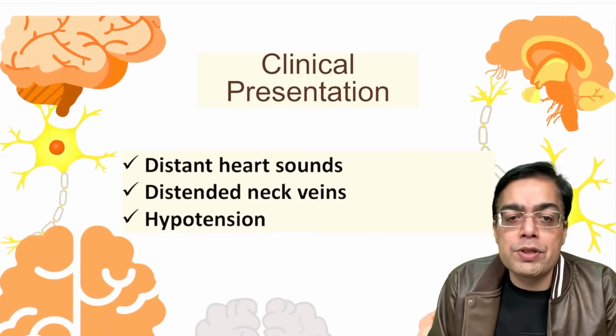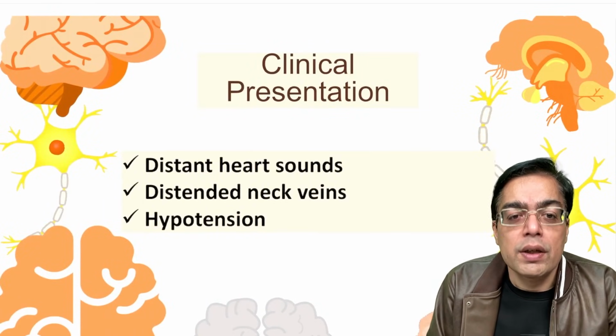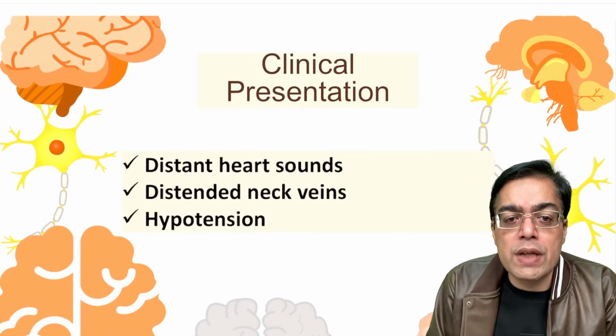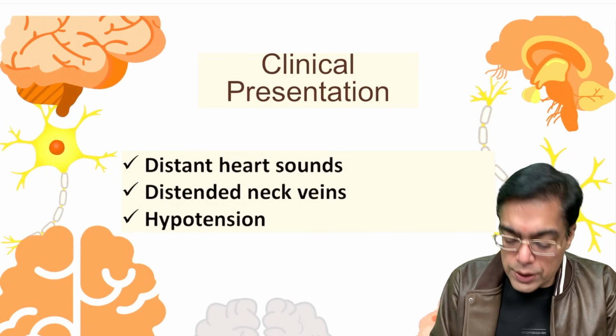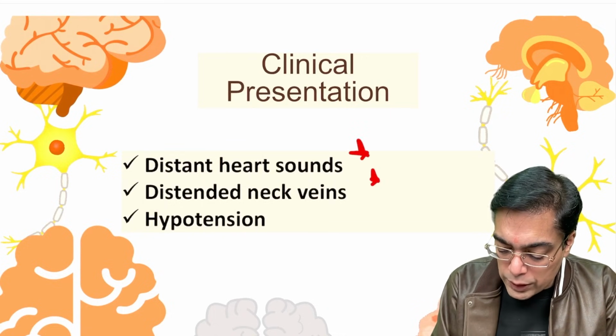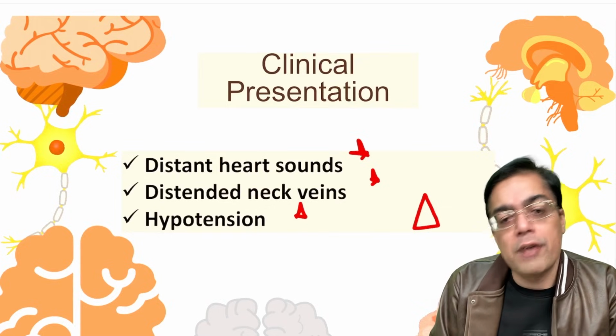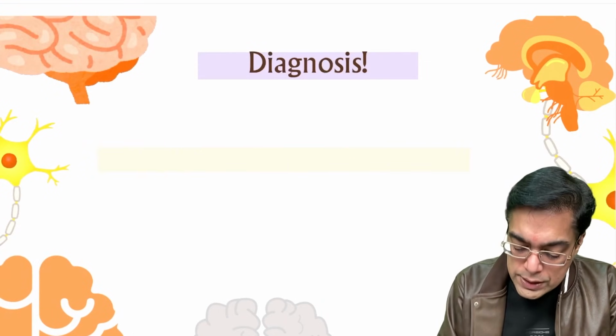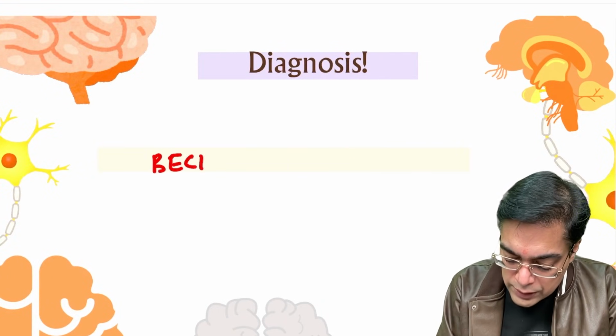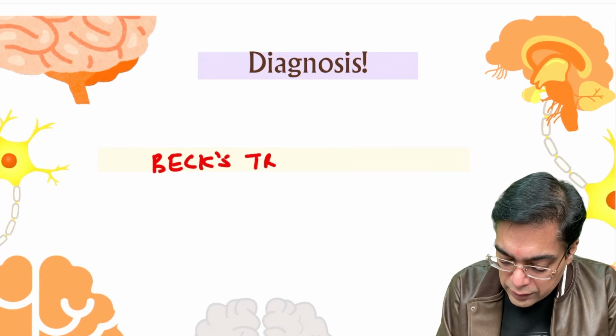Talking about the next one, the patient is going to be having, now this one is easy guys, distant heart sounds. The patient is having distended neck veins, and the patient is also going to be having the presence of hypotension. So we are talking about a very, very classical triad over here. Fact number one, what is the name of the triad? Yes, I know, you know the answer. This is going to be very good, Beck's triad.